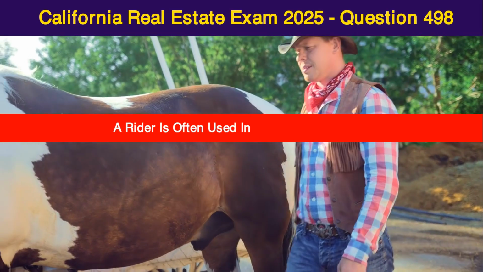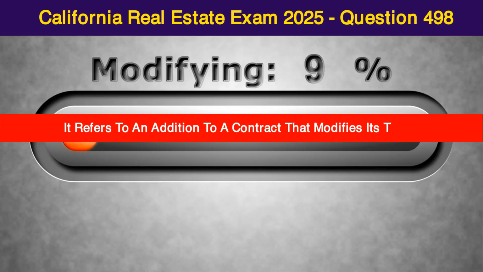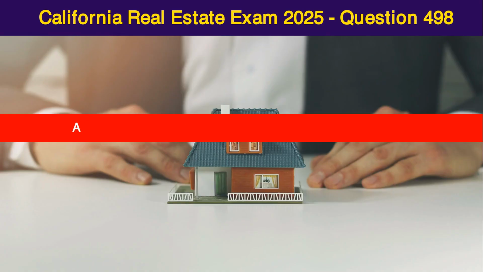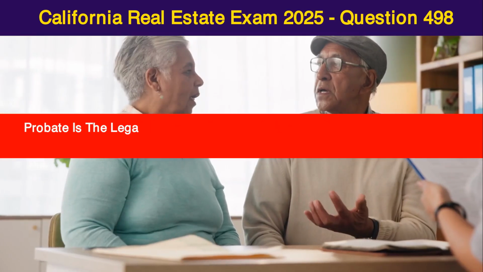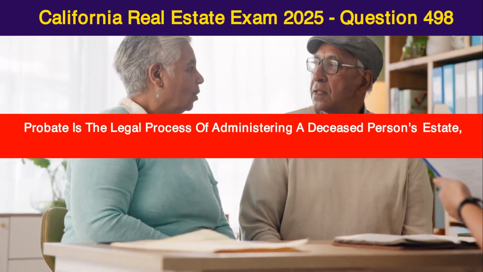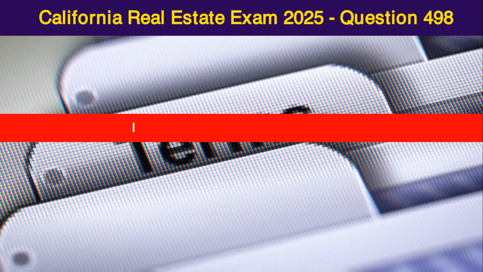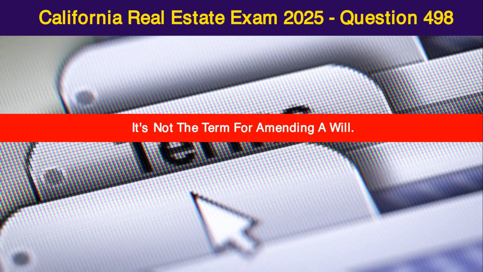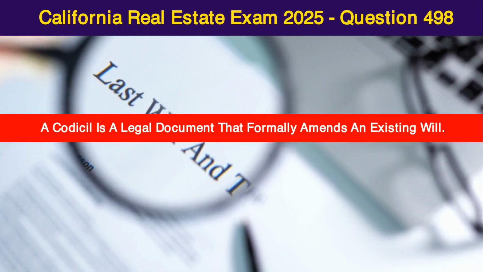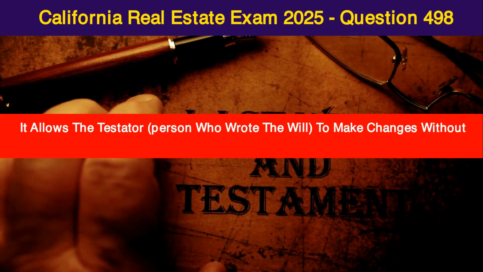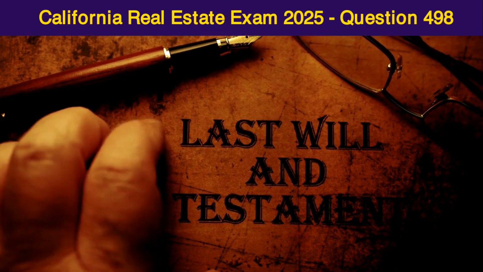Codicil. A rider is often used in contracts, not wills. It refers to an addition to a contract that modifies its terms. A devise is a specific gift of real property stated in a will. Probate is the legal process of administering a deceased person's estate, which includes validating the will and distributing assets. It's not the term for amending a will. A codicil is a legal document that formally amends an existing will. It allows the testator, person who wrote the will, to make changes without having to rewrite the entire will.